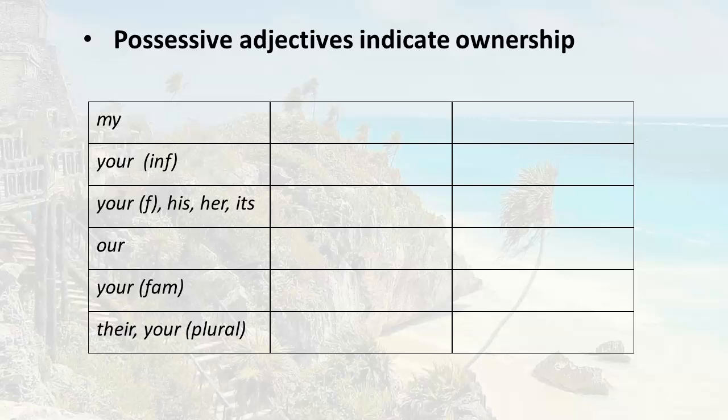They are my, mi, and mis. So mi for a singular noun, mis if your noun is plural. Your, this is the informal your. In other words, if you use tú to address somebody in Spanish, the possessive adjective would be tu for singular nouns and tus for plural nouns. Your, his, her, and its all share the same possessive adjective in Spanish. So your, his, her, or its in Spanish is su for singular nouns and sus for plural nouns.